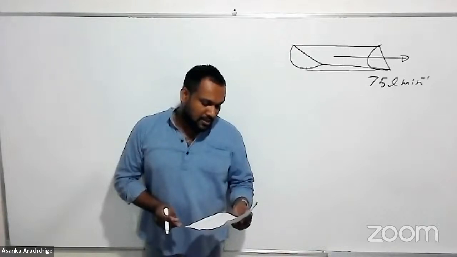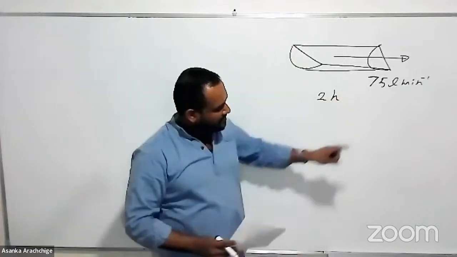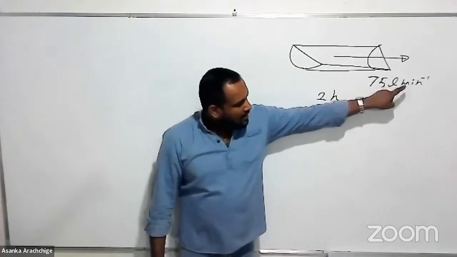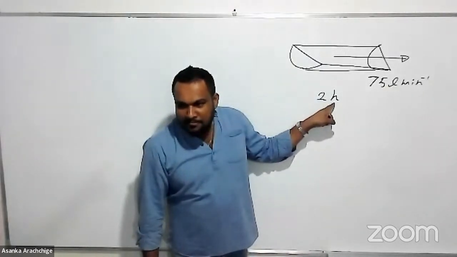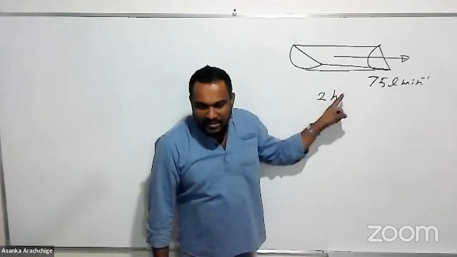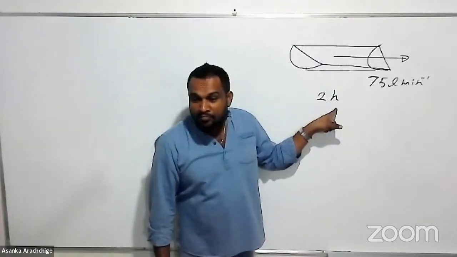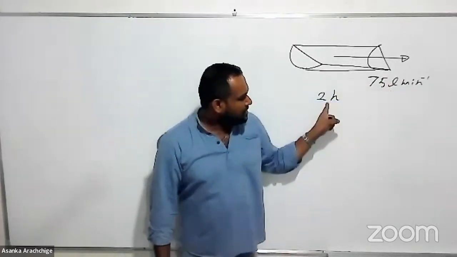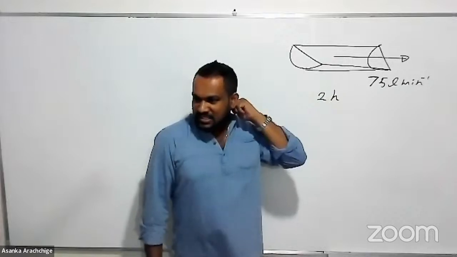Calculate the volume of water that flows in 2 hours. In the unit of rate, what is the unit of time? Minutes. But here the unit of time is hours. Therefore we have to convert both into the same. What is the easier way? Converting minutes into hours in this rate, or converting 2 hours into minutes. Converting 2 hours into minutes.